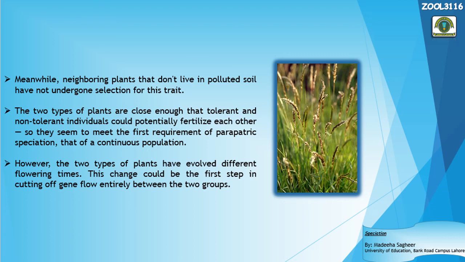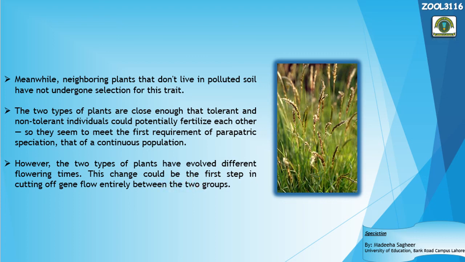However, the two types of plants have evolved different flowering times. Still, at this point, tolerant and non-tolerant individuals could potentially fertilize each other. This is the start of the speciation. But what happened after developing the trait? In the following years, the two plants evolved different flowering times.